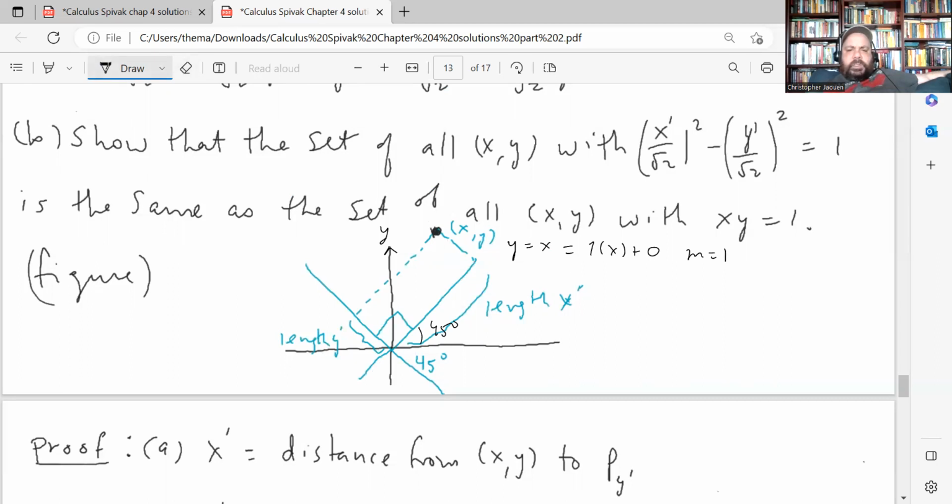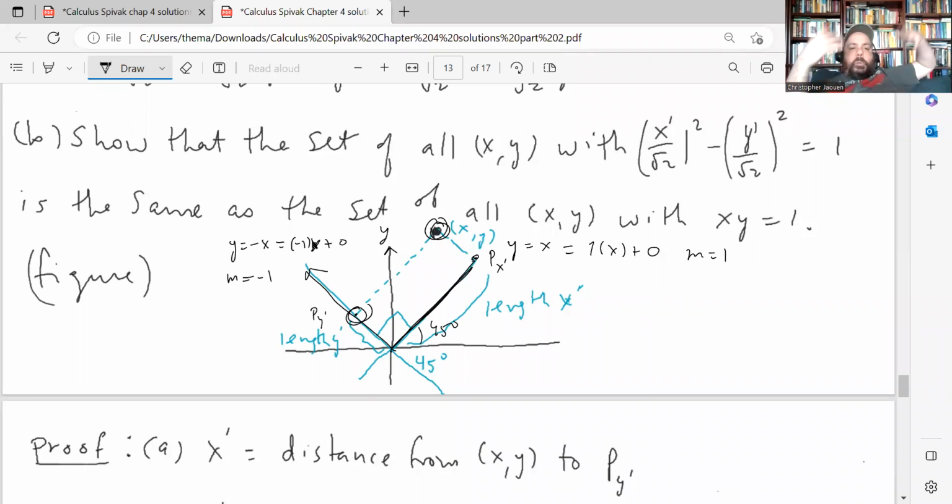Which one did I just do? I did this distance. So the next one is the distance here. In other words, the length of x prime is the distance of this point to the point over here, which I'm calling Py prime. I'm calling this one Px prime, by the way. So the distance of this point to this point is the distance from the point to this line here. And that line has equation y = negative x, or in other words, the slope is -1 times x plus 0. So here the slope is -1.